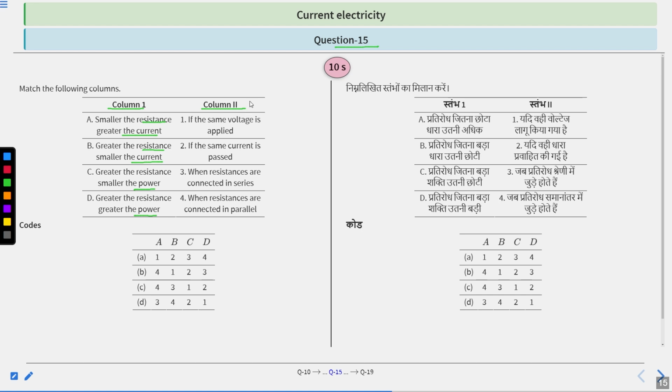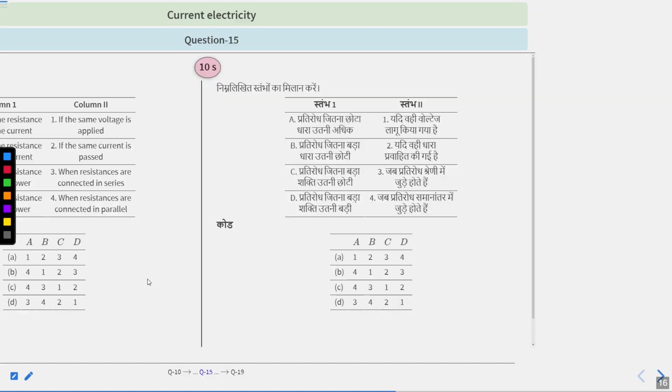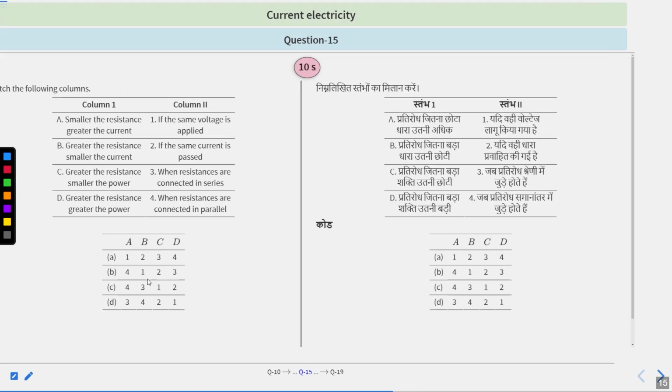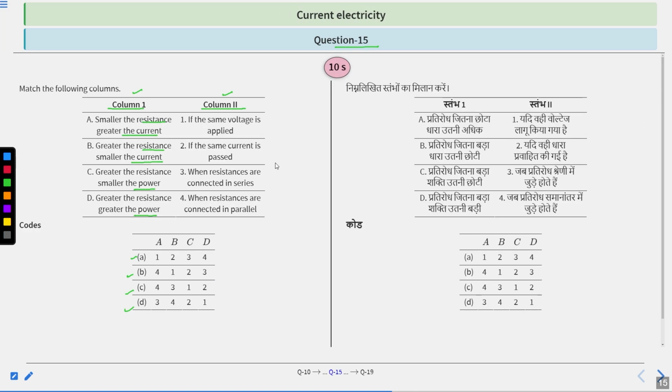Match with column second. In column second: first, if the same voltage is applied; second, if the same current is passed; third, when resistances are connected in series; and fourth, when resistances are connected in parallel. Based on column 1 and column 2, which one is the correct arrangement? These are codes A, B, C, D, and these are the options. Which one is correct? You have 10 seconds to solve this question. After 10 seconds, we will provide the solution.